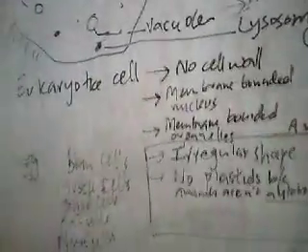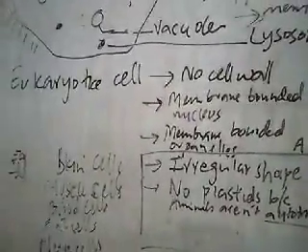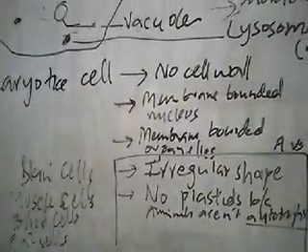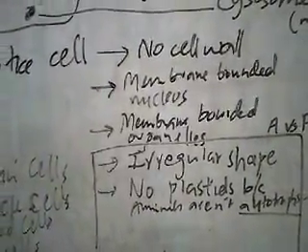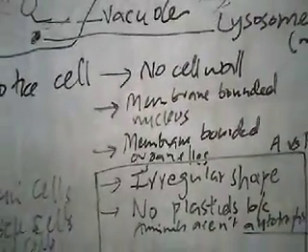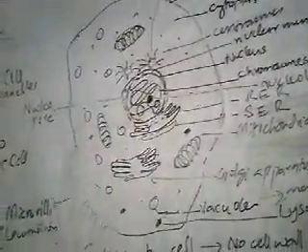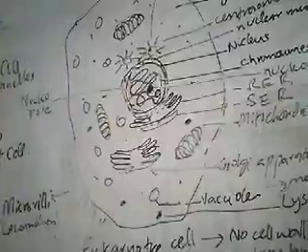So we say that the plant cell is different because it has a cell wall, and because of the presence of the cell wall it has a specific shape, because a cell wall always gives a regular shape. We saw that the plant cell is usually rectangular in shape, whereas the animal cell can be any shape. It is actually irregular in shape because of the absence of a cell wall.